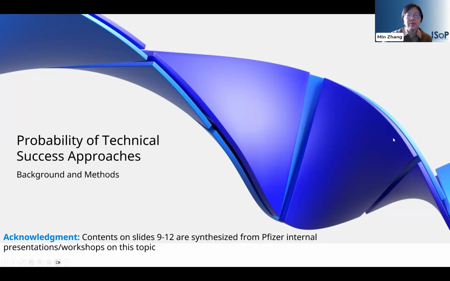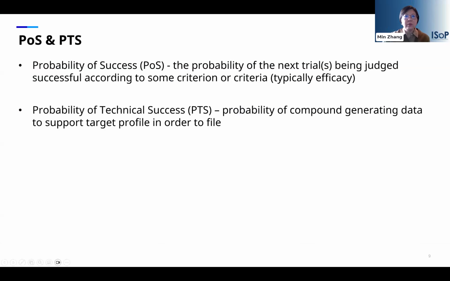Thank you, Zhang. So first, I would like to acknowledge that the contents on the next 4 slides on probability of success are synthesized from Pfizer internal presentations and workshops on this topic. Next slide, please.